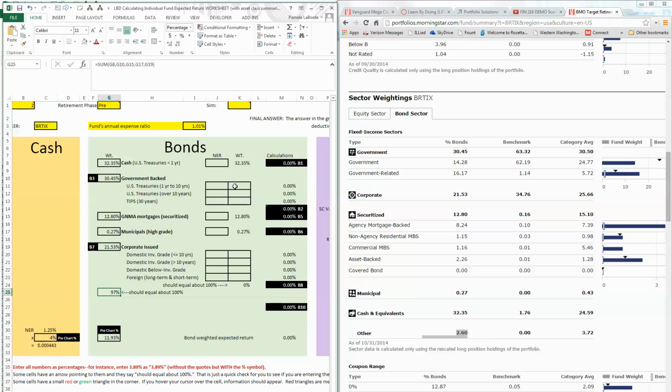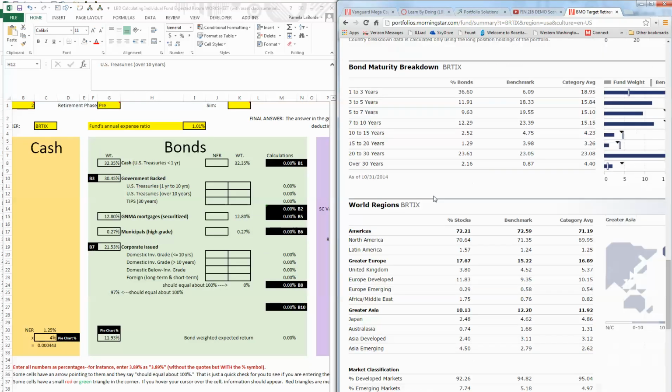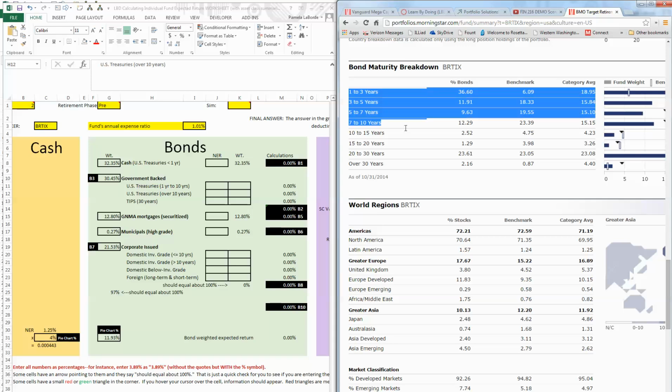For this group, now I have to determine what portion are long-term, over 30 years, or shorter term, 1 to 10 years, or basically just non-tips that are over 10 years. So I'm going to scroll down to the bond maturity breakdown, and basically any of these that are from 1 to 10 years, I will want them to go into this particular weight in cell K11, it looks like.